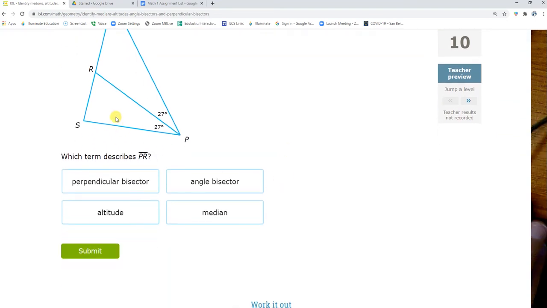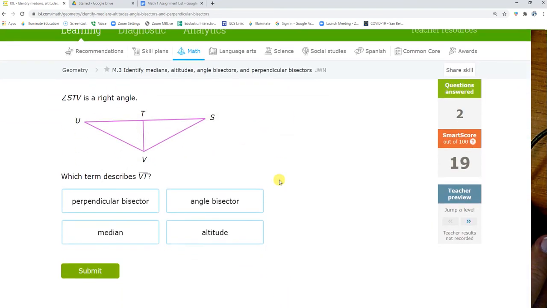Ooh, angle bisector. See how it's cutting it in half? Angle bisector, got it. What's this one? STV is a right triangle. So this is a right angle, which means this is an altitude.